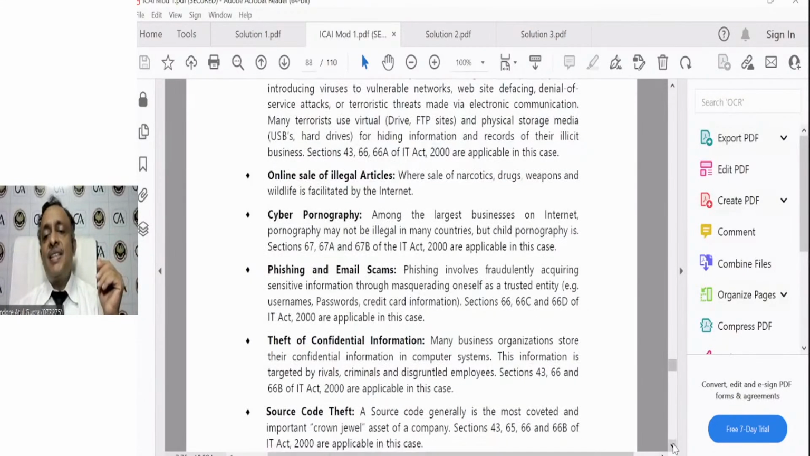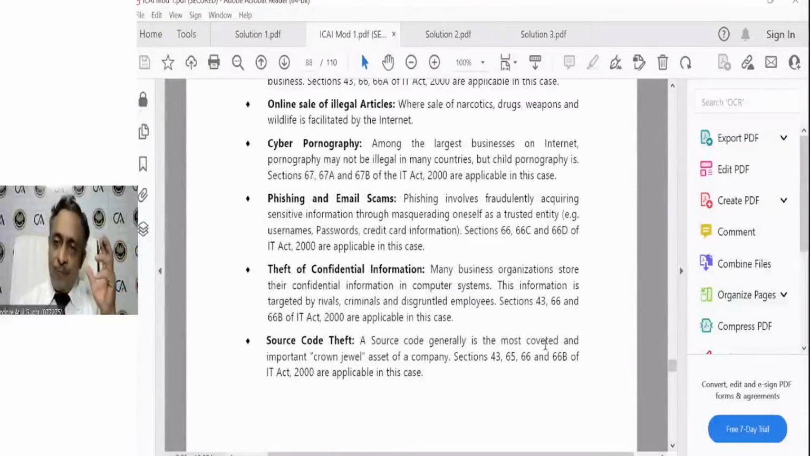Phishing and email scam. Phishing, you must have heard about that. Make-believe fraud. A fraud website is presented to you as a bank's true website and you share your passwords. Section 66, 66C, 66D. Theft of confidential information, 43, 66, 66B. So just keep a tag of the sections. Source code theft, 43, 65, 66, 66B of the Act.